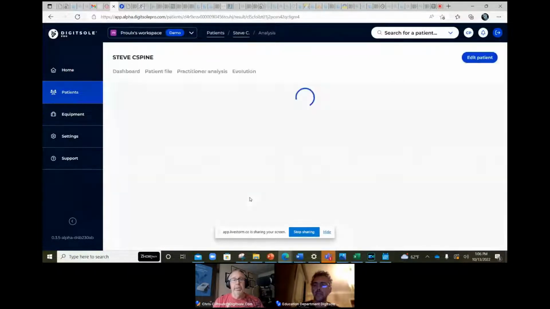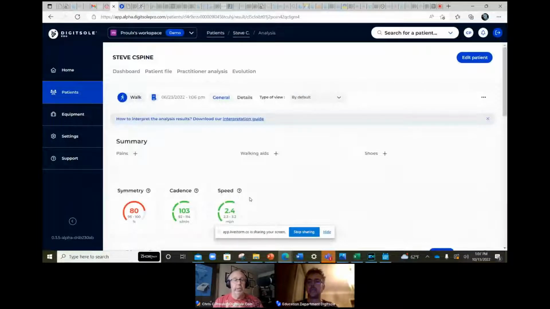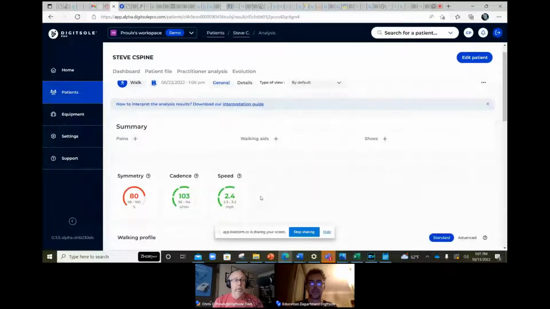So let me pull up the first analysis. And so what we did was we took an analysis before treatment, and then we took an analysis after treatment. So when we look at the dashboard here, the things that come up first are symmetry, cadence, and speed. So those are very simple and easy metrics to help identify sort of globally what potentially might be going on with a patient.